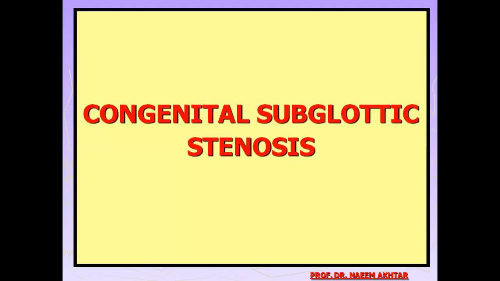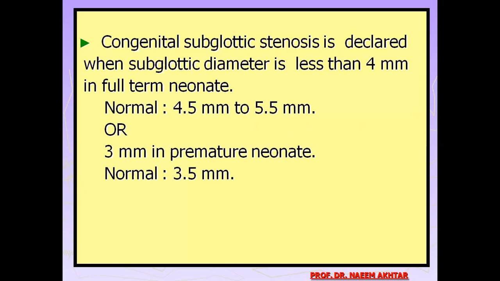Congenital subglottic stenosis. Congenital subglottic stenosis is declared when subglottic diameter is less than 4 mm in full-term neonates. Normal diameter of the subglottic area is 4.5 mm to 5.5 mm, or in premature neonates it is 3.5 mm.